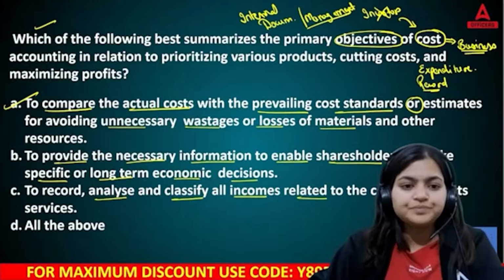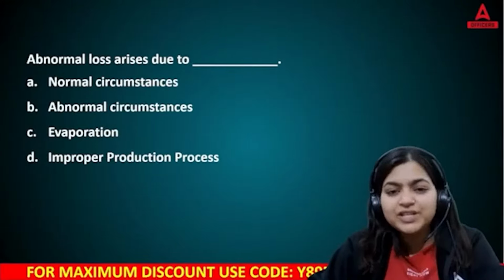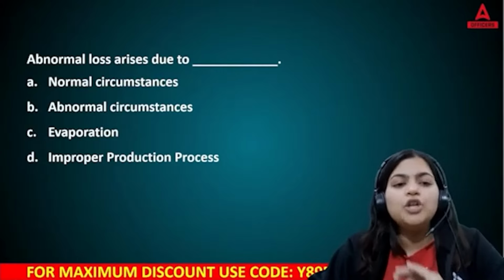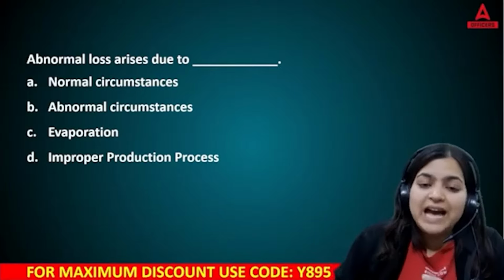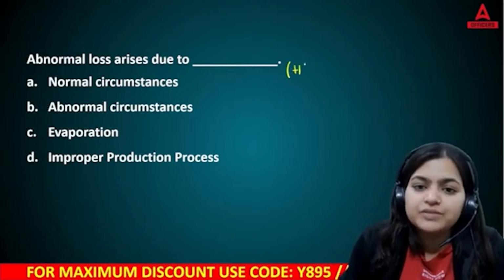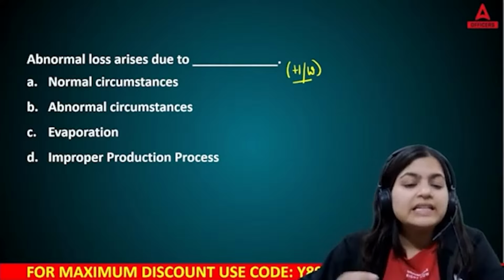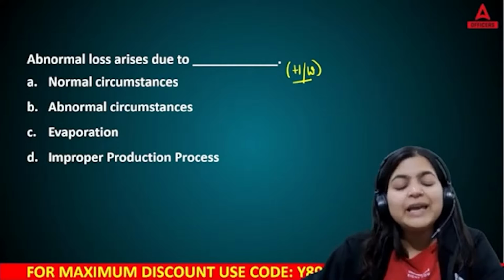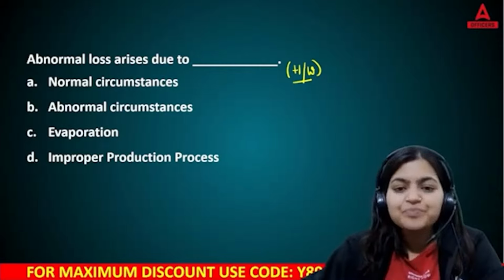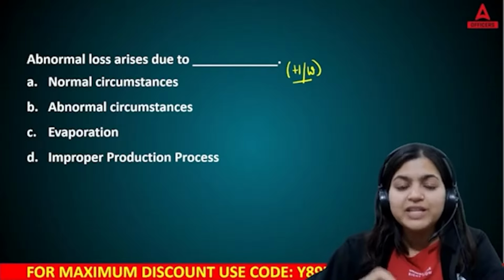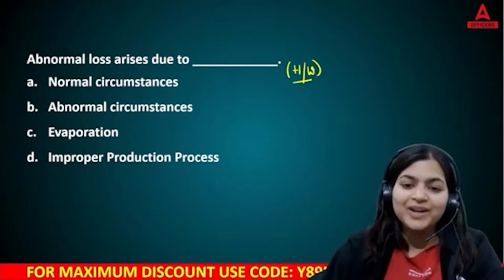Chaliye. Next. Now this question is very easy. Abnormal loss arises due to dash. Now this question is a homework question. A. Normal circumstances. B. Abnormal circumstances. C. Evaporation. D. Improper production process. So everyone, this is your homework question. Let's see whether you can solve this question or not.